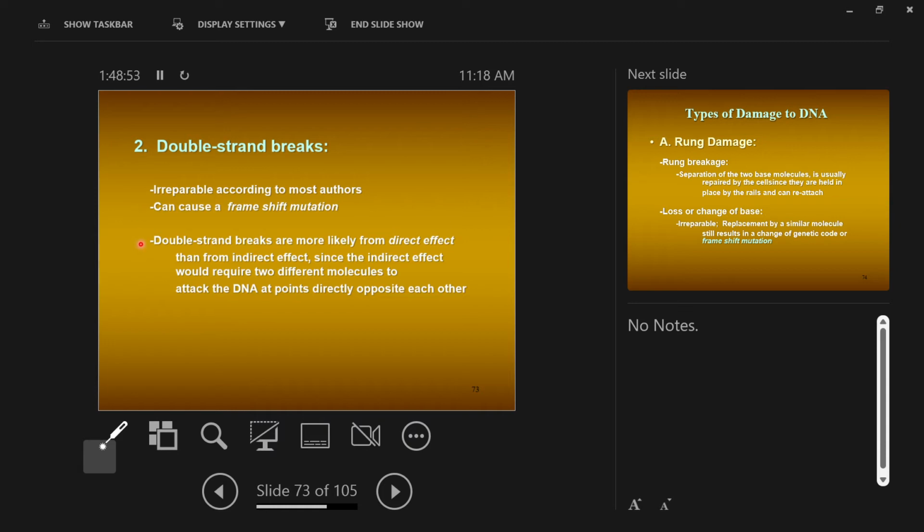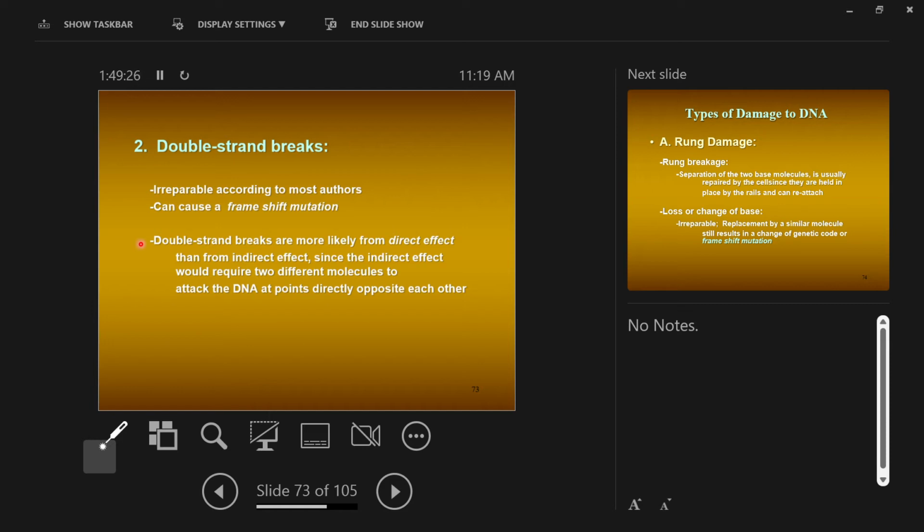Double strand breaks are more likely to occur from direct effects than indirect effects. An indirect effect would be less likely because it would require two molecules, one to hit each side of the frame, whereas a direct effect can come from a single photon or a single particle hitting both rails.